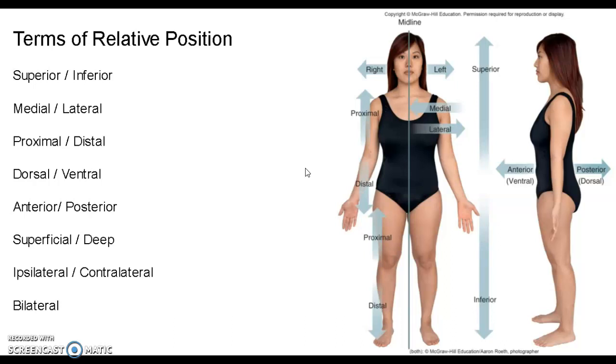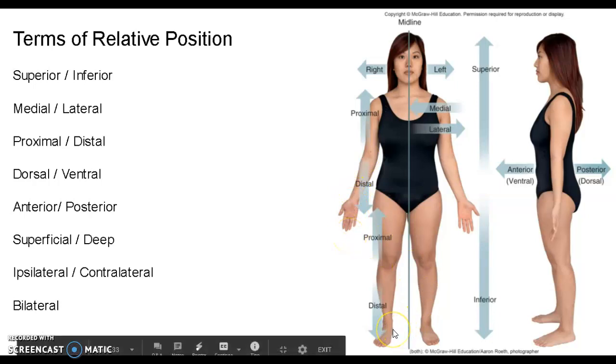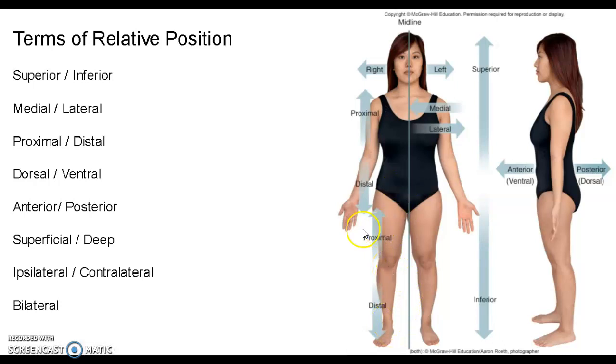Proximal and distal. These two terms often get mixed up with medial and lateral, but these two terms only refer to your arms and legs. Proximal means closer to your torso. Distal means further away from your torso. So your elbow is proximal compared to your fingers. Your ankle is distal compared to your knee, further away from the torso.